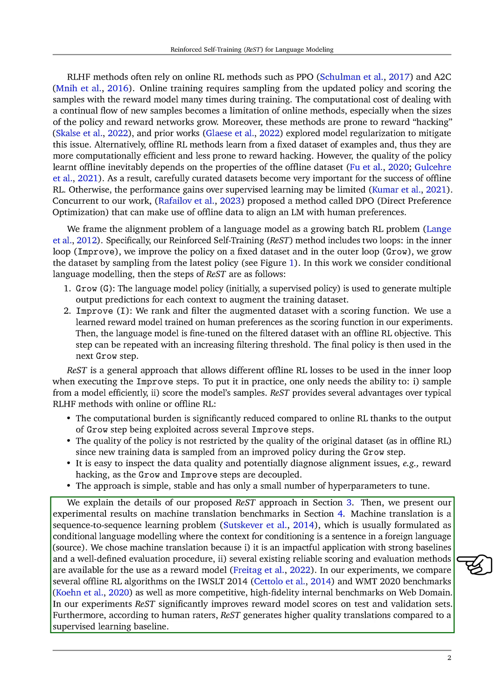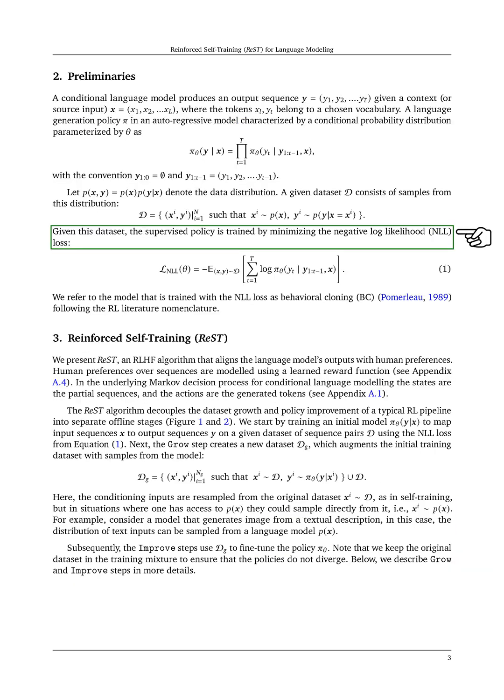Now, let's get into the technical details. A conditional language model produces an output sequence of words given a context or source input, where the words belong to a chosen vocabulary. A language generation policy in an autoregressive model is characterized by a conditional probability distribution. The data distribution is denoted by p(x, y) = p(x)p(y|x), and a given dataset consists of samples from this distribution. The supervised policy is trained by minimizing the negative log likelihood, NLL, loss. We refer to the model that is trained with the NLL loss as behavioral cloning, BC, following the reinforcement learning literature.